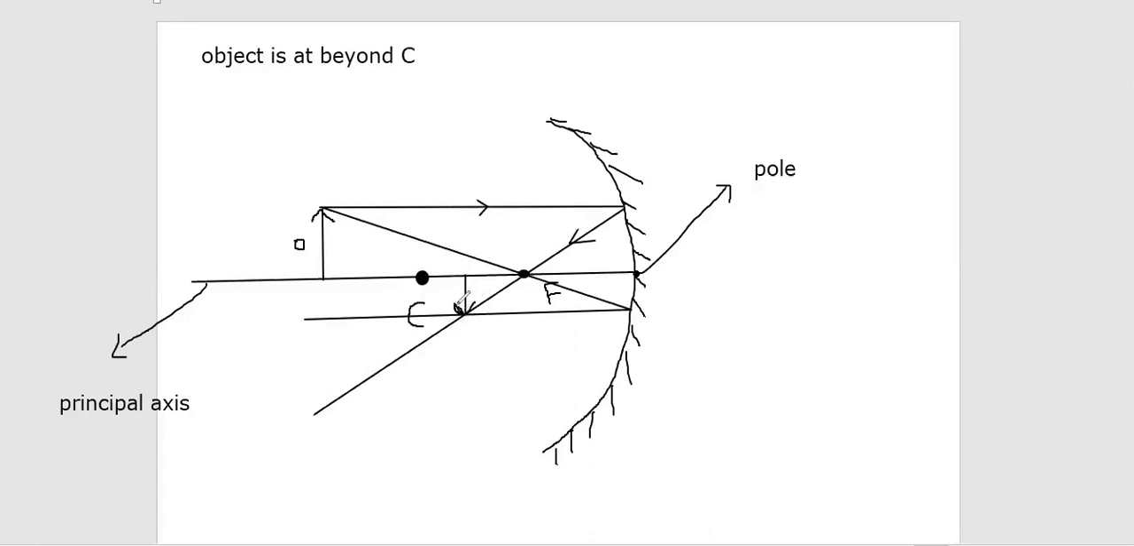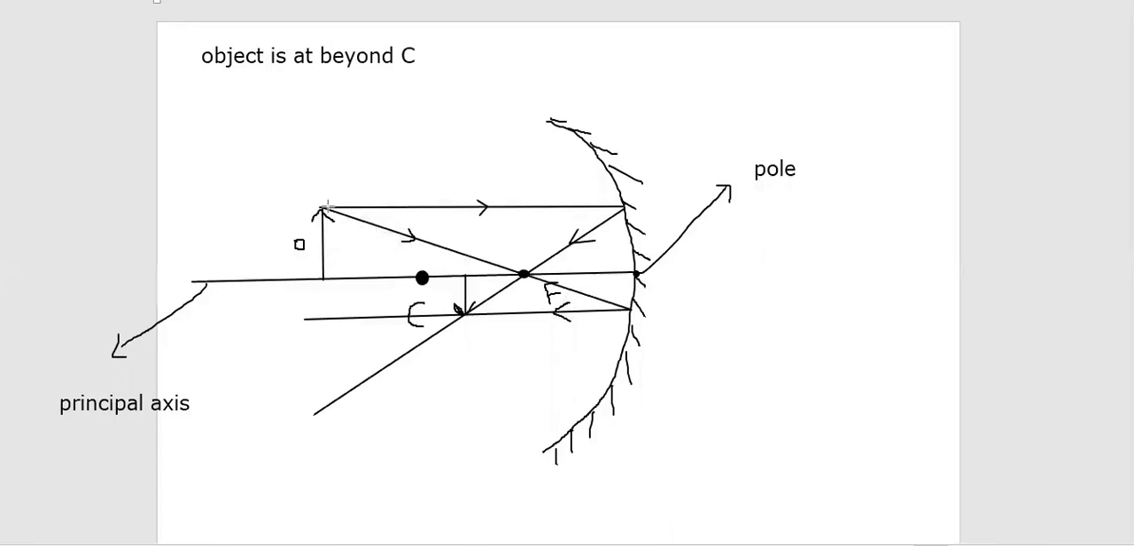Understood, everyone? If an object is beyond C, you'll be getting the image between C and F. As you can see, I am using two rules here. First rule I have used, second rule I have used.